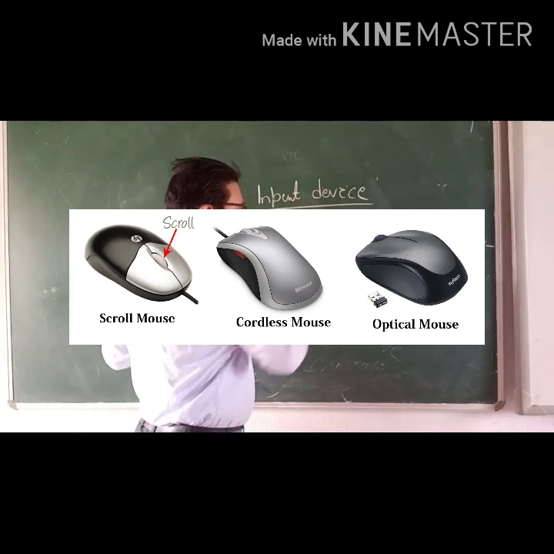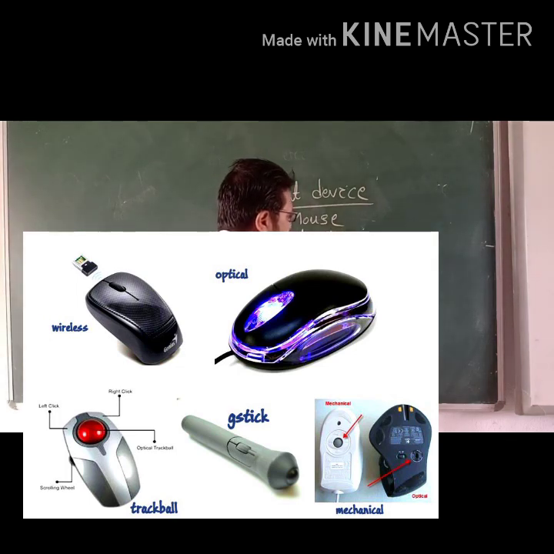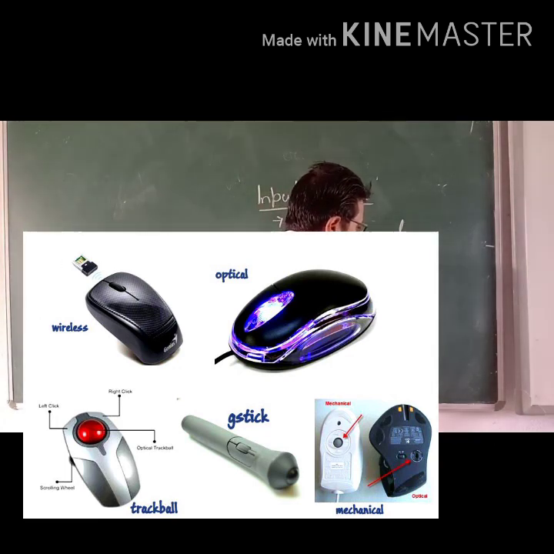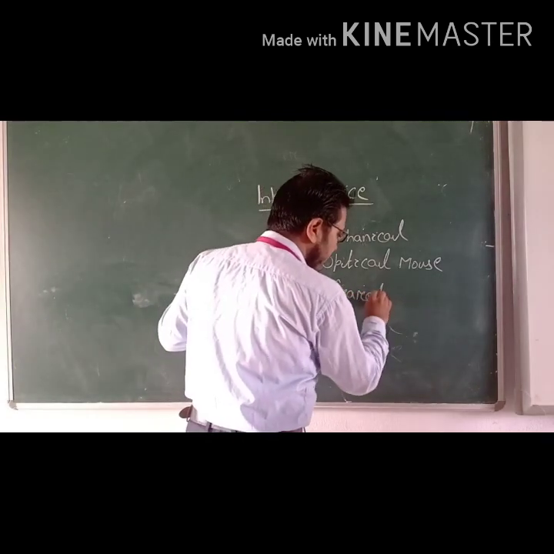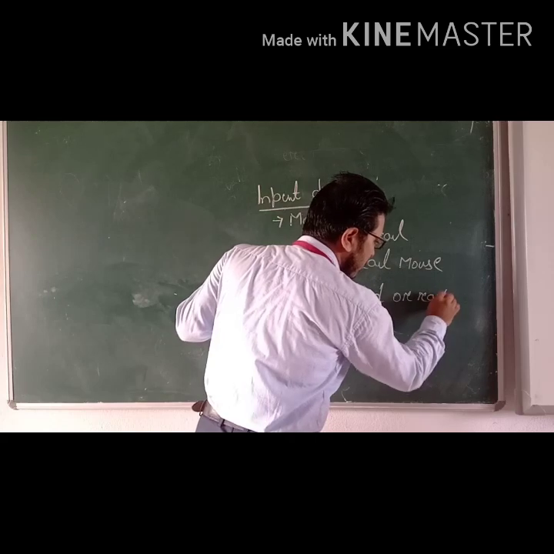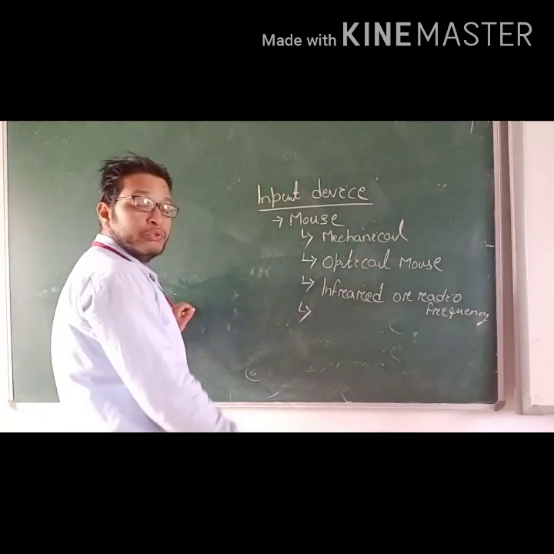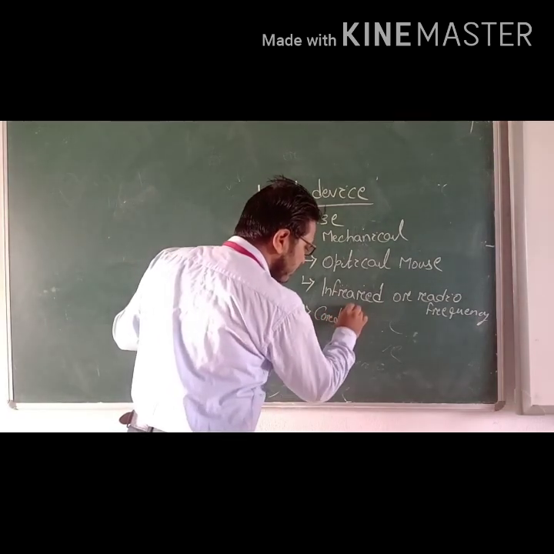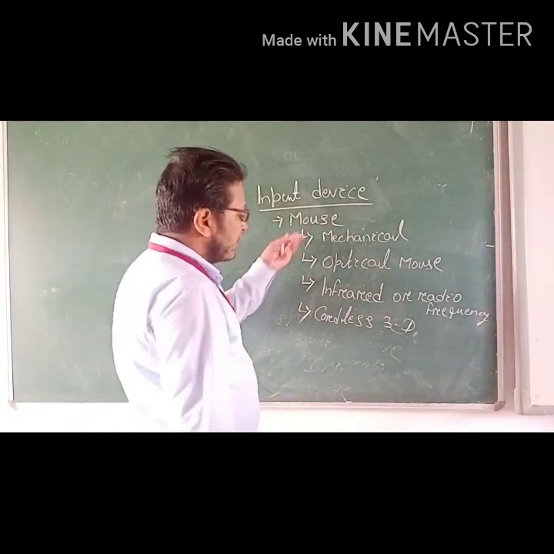But students, now we discuss that there are different types of mouse. What are the types of mouse? The first one, mechanical mouse. Second one, optical mouse. Third one, infrared mouse. Fourth one, infrared or radio frequency mouse. Then the fifth one is the cordless 3D mouse. So students, there are different types of mouse.